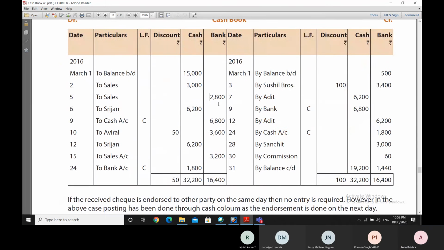So this Srijan receipt is here, 6,200, because we are writing the receipts on the left side. So this Srijan receipt is 6,200 on the left side, and since we have made endorsement to Adit, here the Adit endorsement is there on the right hand side, which indicates that actually we have made a payment to Adit for the 6,200 rupees. The payments are written on the right hand side and receipts are written on the left hand side.